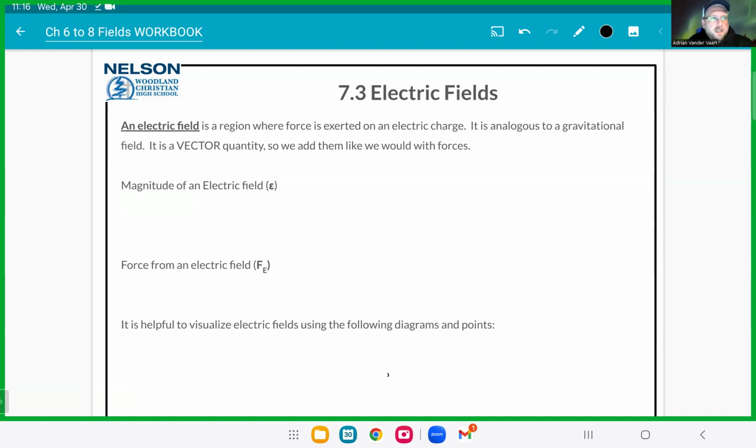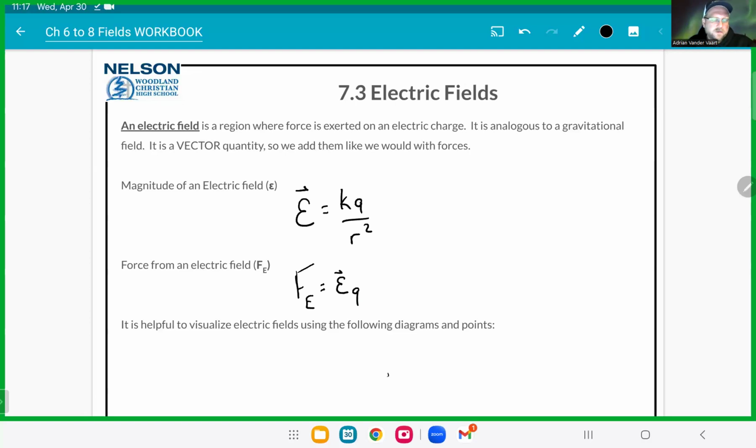So, an electric field, this is a follow-up lesson from 7.2. Whereas we are dealing with electric forces, an electric field is a region where force is exerted on a charge. It's analogous to a gravitational field. It's a vector, so we can add them like we would forces. So we use the symbol epsilon for electric field, and that's kQ over r squared. Now, the force produced by an electric field, therefore, is epsilon q.